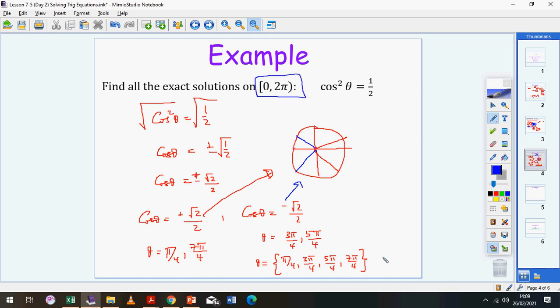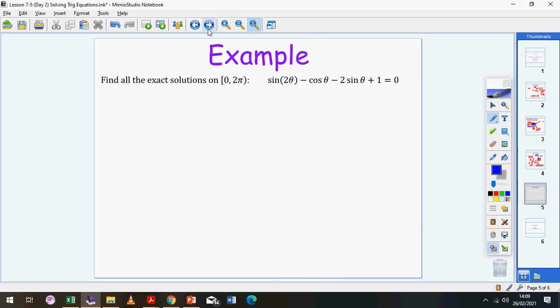Okay, last one, solving this equation. If I look at sine 2 theta, it's a double angle expression, and I can break it down into 2 sine theta cosine theta, and then there's a negative cosine theta, and there's a negative 2 sine theta, positive 1 equals 0. If I look at this closely, I have a cosine and a cosine, so I can factor out a cosine. If I factor out a cosine, I'll be left with 2 sine theta minus 1.